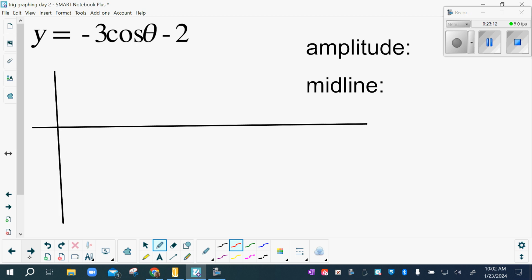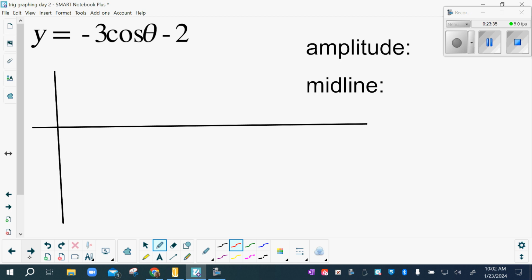So guess what? Let's put it all together. Let's put everything we hate in one delicious problem. Do we like cosine? No. Do we like amplitude that's negative? No. Do we like a midline that's negative? No. Yay, I love this problem. What does the negative amplitude do? It says instead of going up, our wave is going to start by going down and then up.